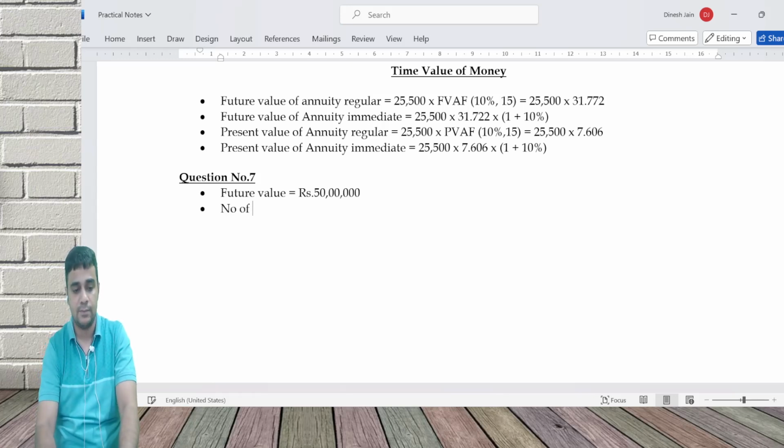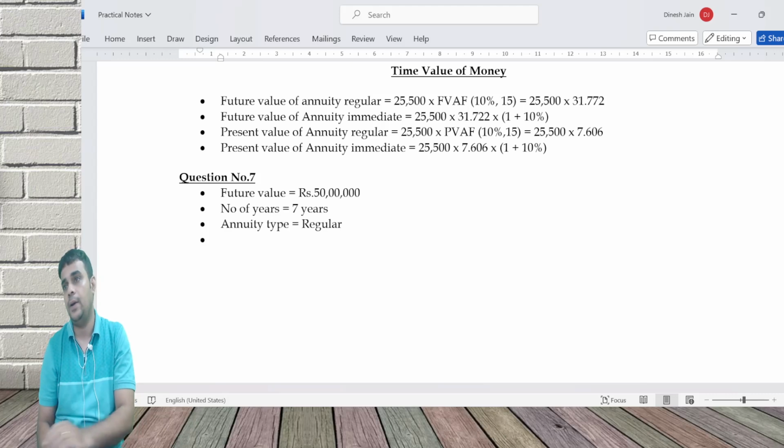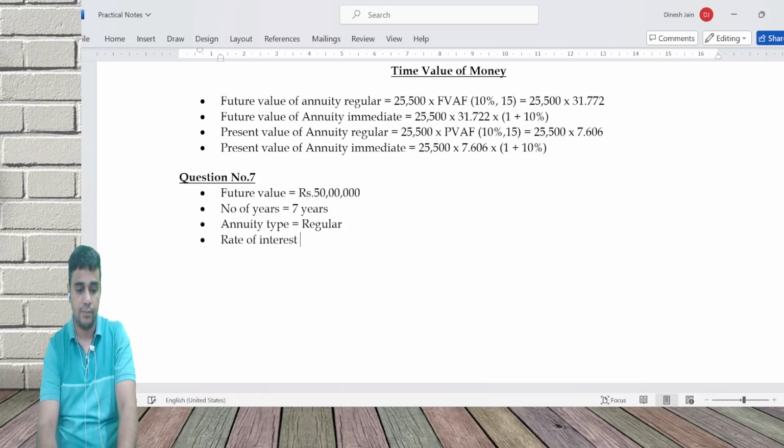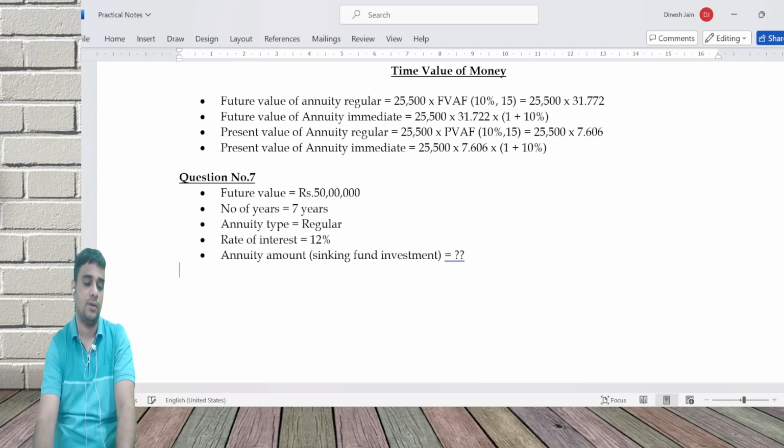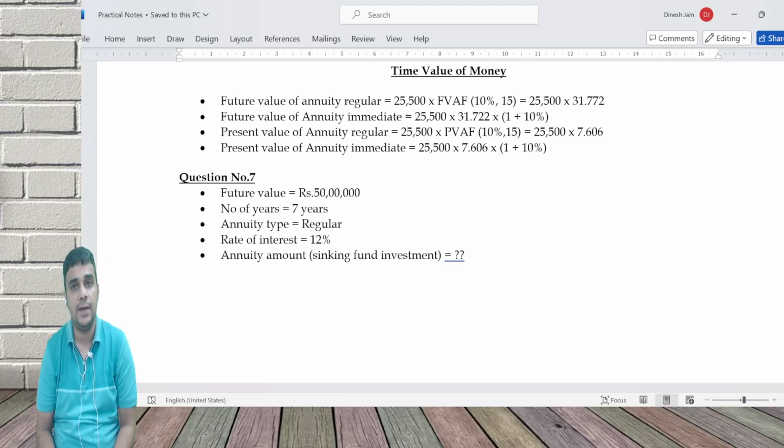50 lakh, number of years, 7 years, annuity type is regular, rate of interest, 12%. Annuity amount, in bracket sinking fund investment, is the question mark. How much should I invest every year? That's the question mark we are trying to tackle. Sinking fund investment.